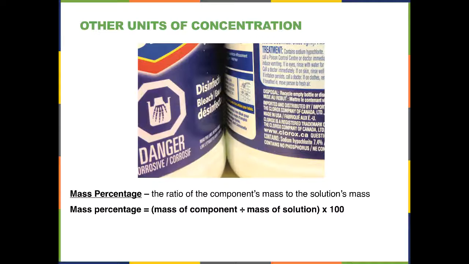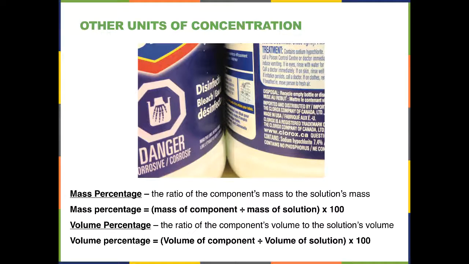Let's finish with other units of concentration. There's something called a mass percentage. This is probably one of the simplest calculations. The mass percentage is the ratio of the component's mass to the solution's mass. So whatever the component you're talking about, say, sodium hydroxide, it's the mass of sodium hydroxide divided by the mass of solution times 100. The volume percentage is the same idea, except it's the ratio of the volume of a component to the volume of the solution.